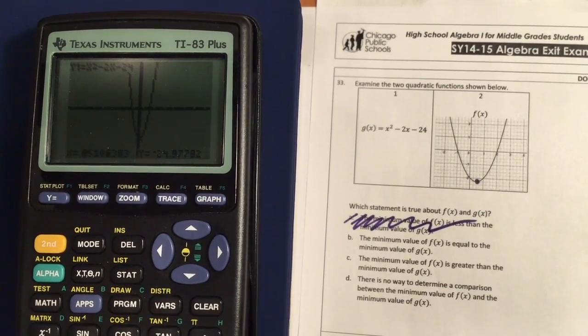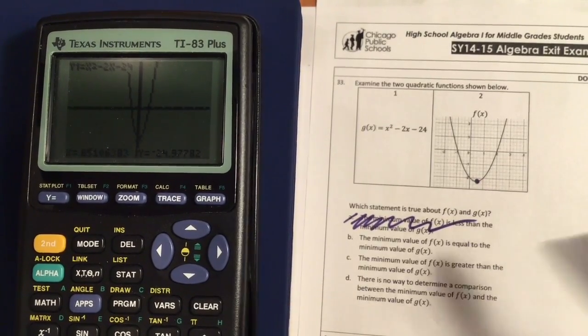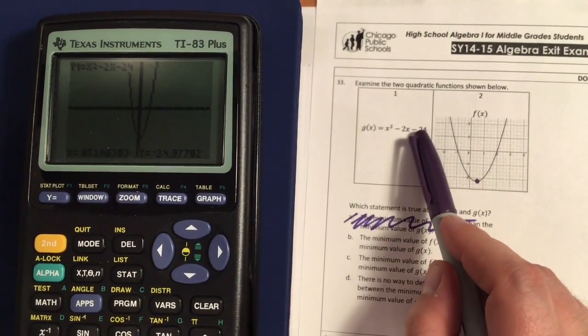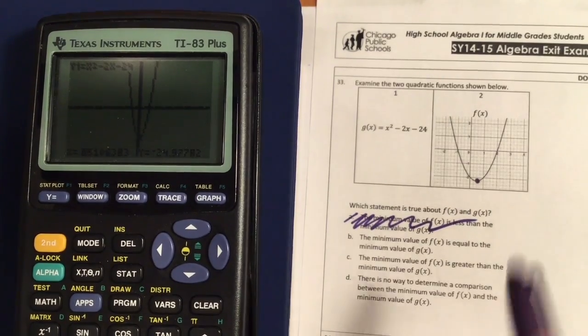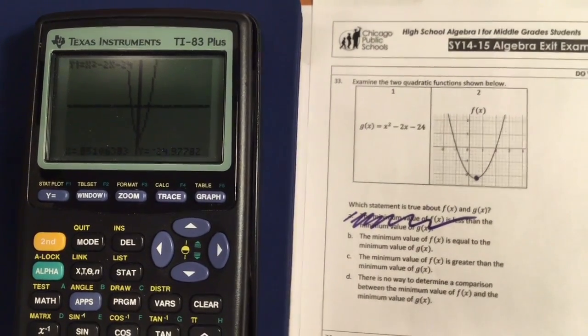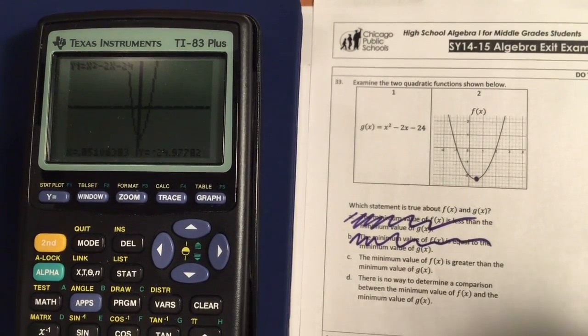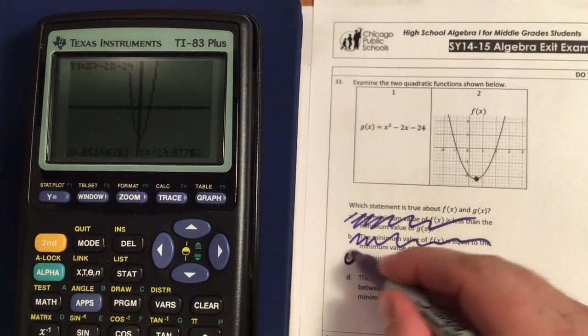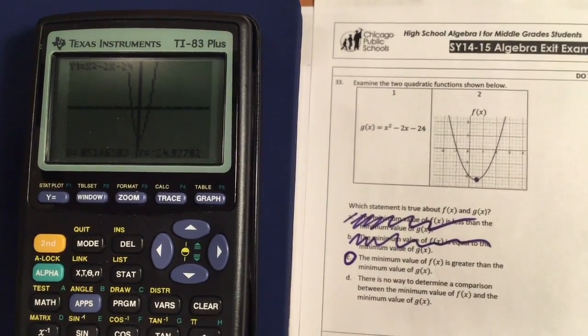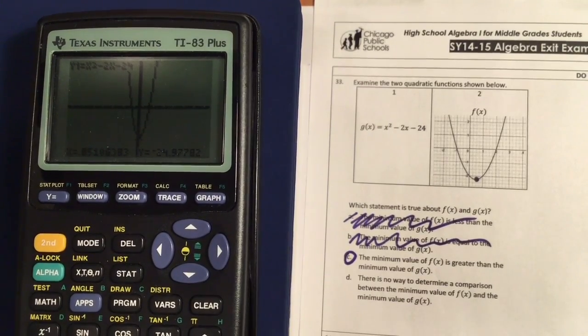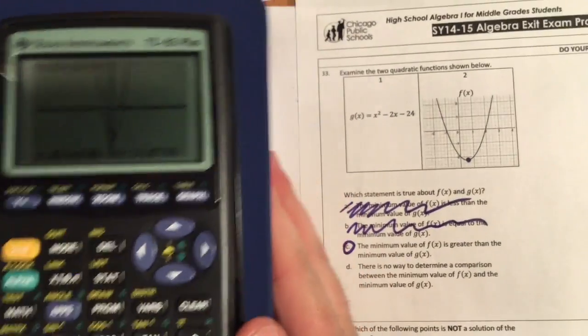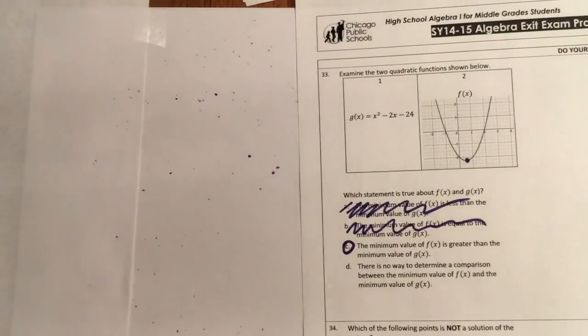The minimum value of f of x is equal to the minimum value of g of x. Once again, we just discussed that. This minimum value is around -2 and this is at least -24, so not that one either. The minimum value of f of x is greater than the minimum value of g of x. Yeah, that's it. -2 is greater than -24. Okay, easy. These quadratic ones are easy once you let the calculator do the work.